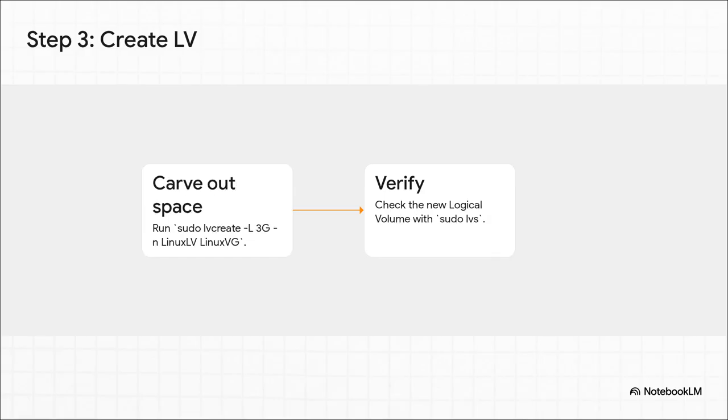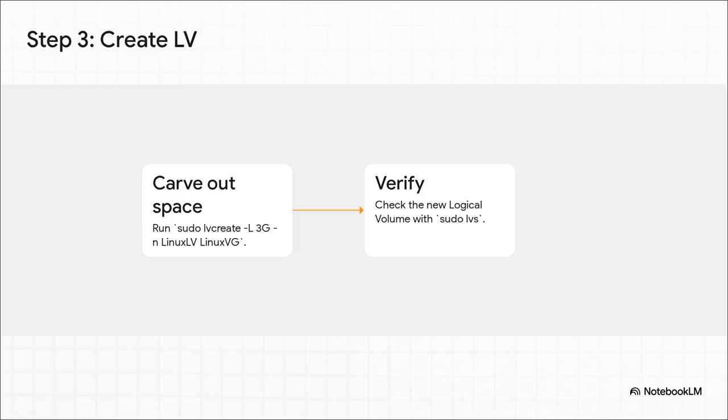With our storage pool ready to go, we can finally create something we can actually use. We use the lvcreate command. Let's break it down. -L 3G just means I want this to be 3 gigabytes, and -n linuxlv is just us giving it a name.